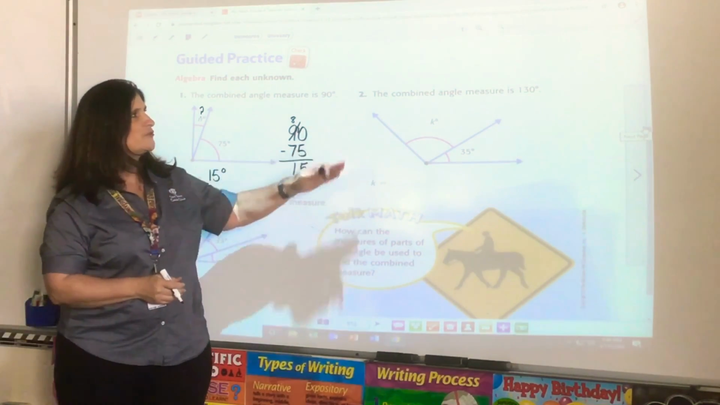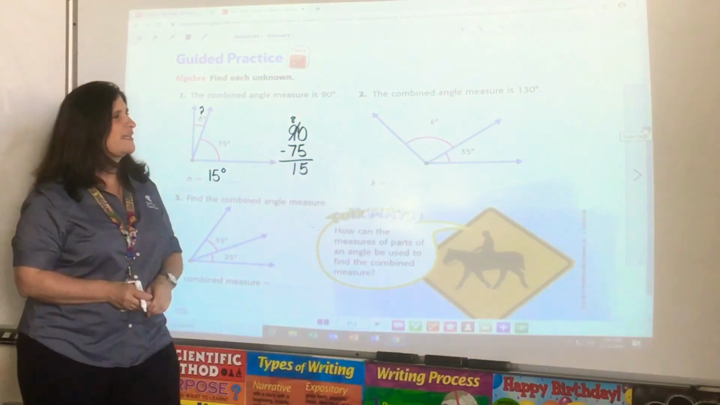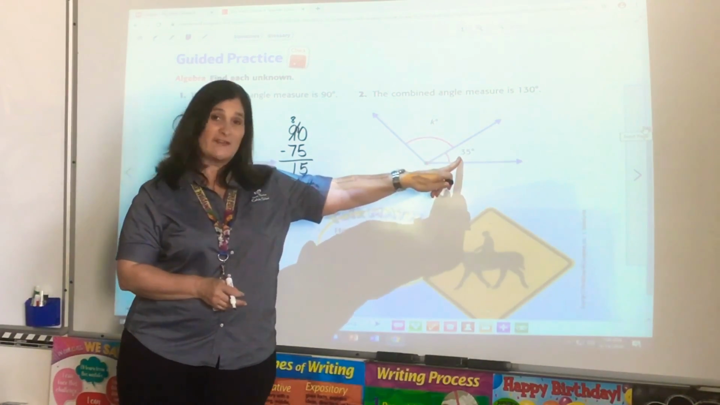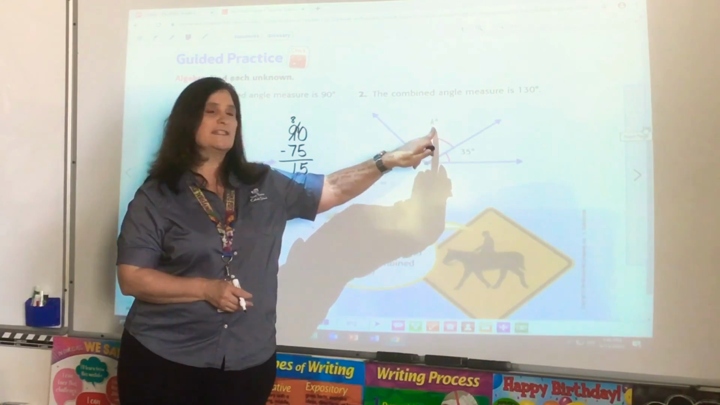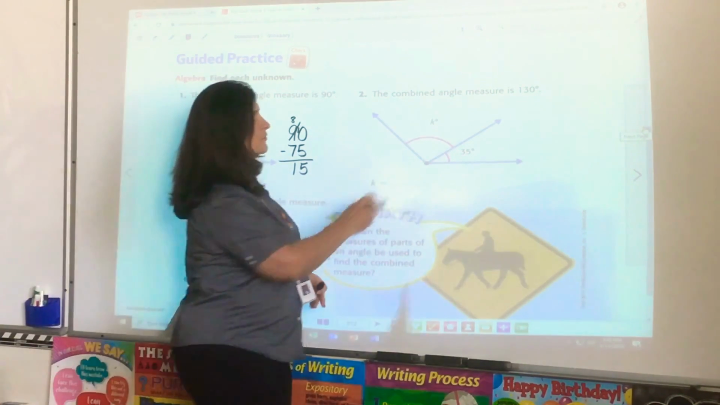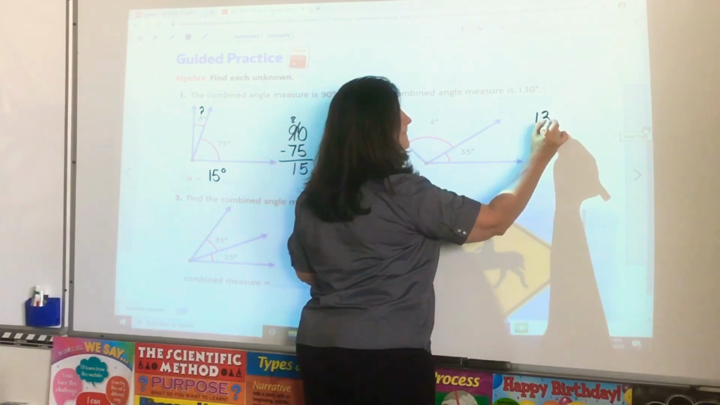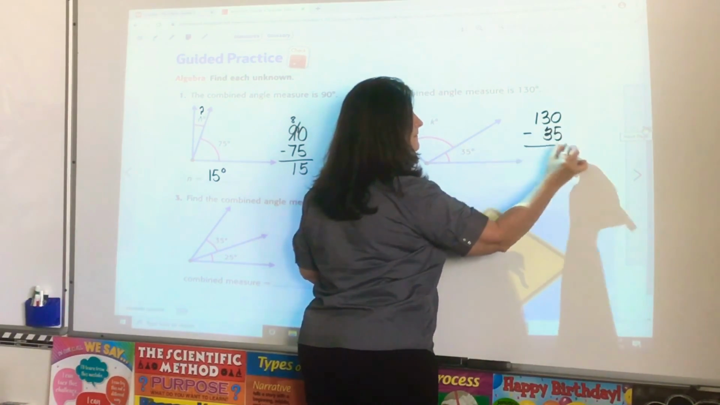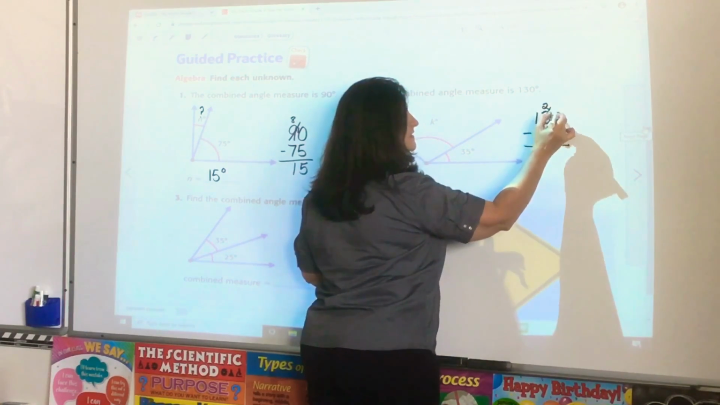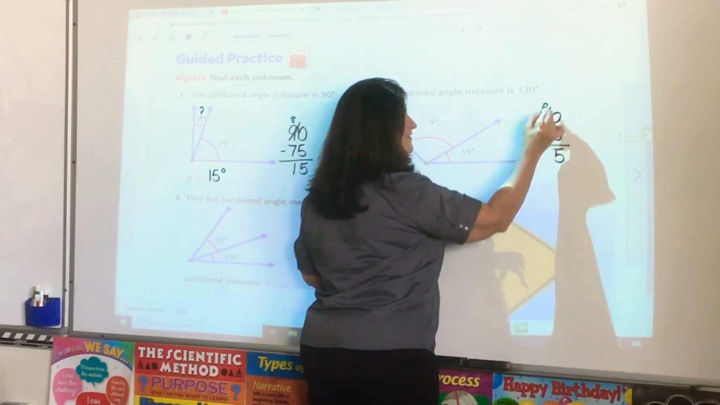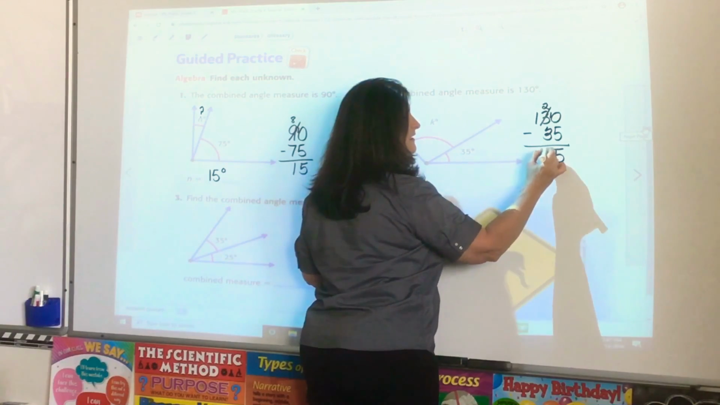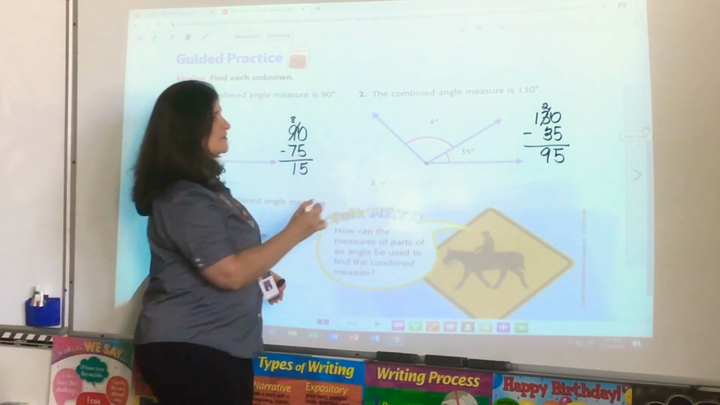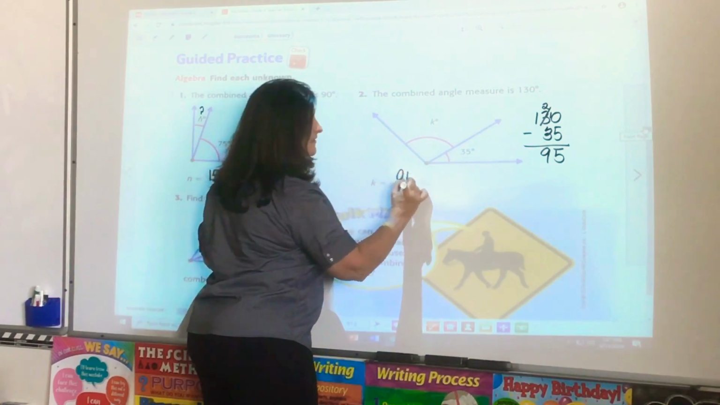Let's go here to number 2. The combined angle measure is 130 degrees. This here is 130. They've given us one angle. We need to find K. So 130 minus 35 degrees. Okay, here's a 2. 10 minus 5, 5. And this is like 12 minus 3, 9. Okay, so K equals 95 degrees.